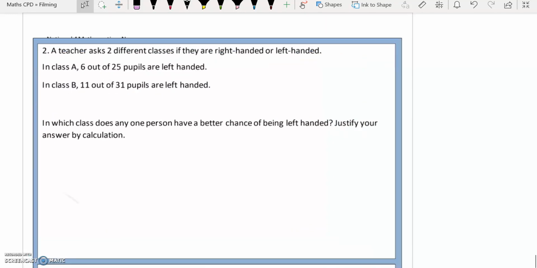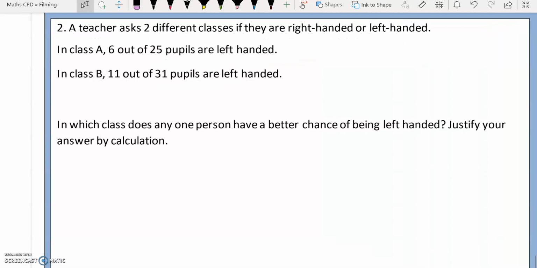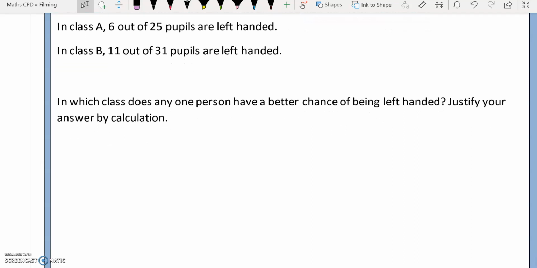Question 2. A teacher asks 2 different classes if they are right-handed or left-handed. In Class A, 6 out of 25 are left-handed, and in Class B, 11 out of 31 are left-handed. In which class does any one person have a better chance of being left-handed? Justify your answer. This is the same sort of idea, but we just need to think about the scenario. So in Class A, it was 6 out of the total, and here the total is 25.